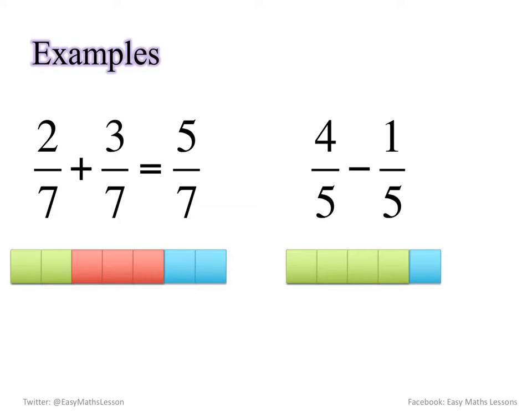And let's have a look at this one, take away. I've got 4/5, and I need to take away 1/5. That will leave me with 3/5. Okay, pretty straightforward, right?